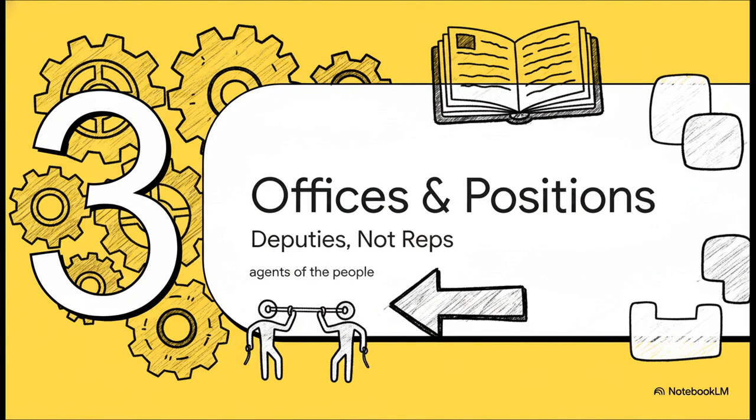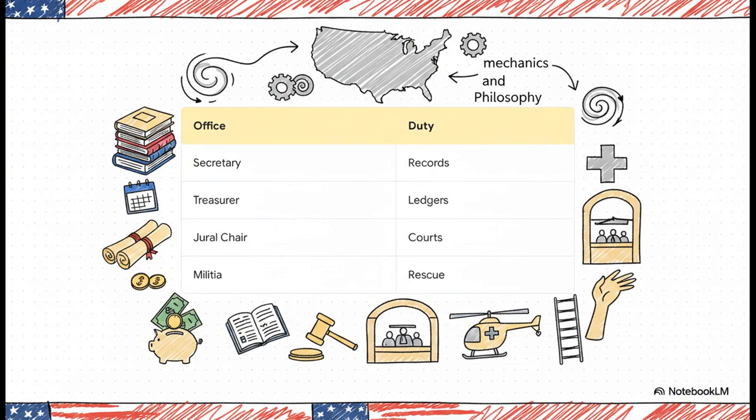Section 3. Offices and positions. Deputies, not representatives. So, as we discussed, functional duties mean specific, practical tasks. The Assembly Secretary manages agendas and archives. The Treasurer handles banking and ledgers. The General Assembly Chairman organizes courts and jury pools. And the Militia Leader coordinates state-level assistance and rescue efforts.